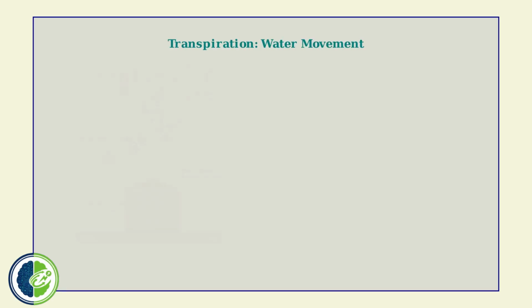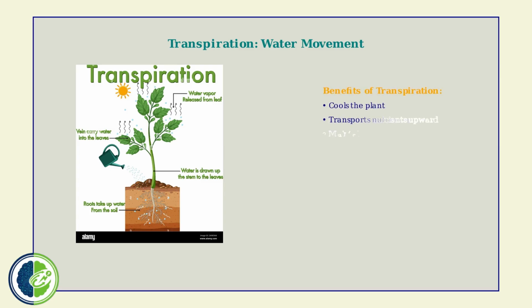Now, when stomata are open, something important happens called transpiration. This is when water evaporates from the leaves into the air. You can see this happening on a hot day when you notice water droplets on plant leaves in the morning. This process helps plants cool down and transport nutrients from the roots to the leaves.